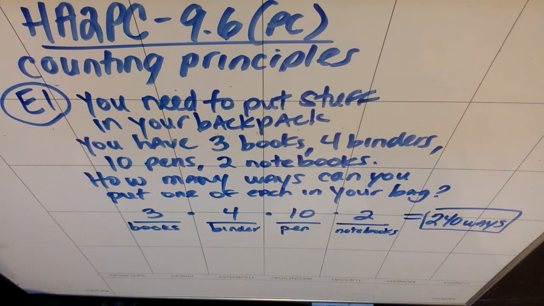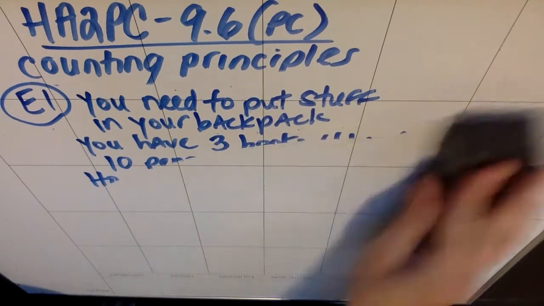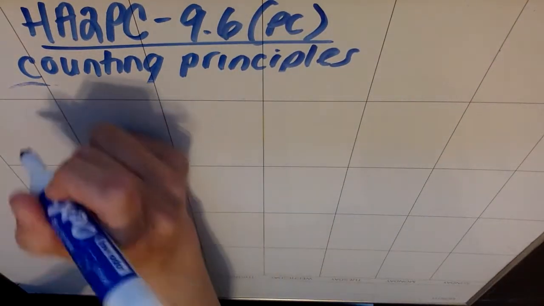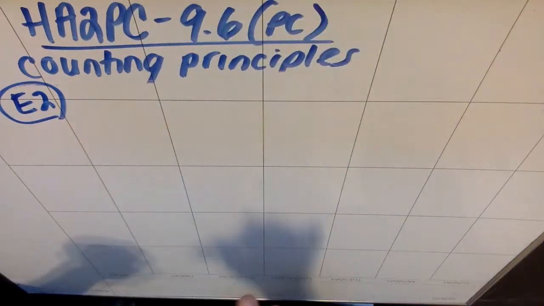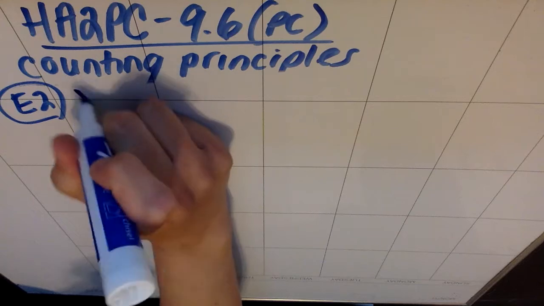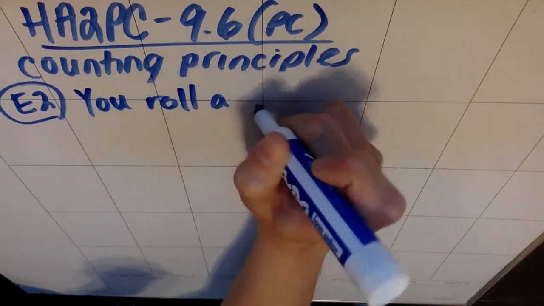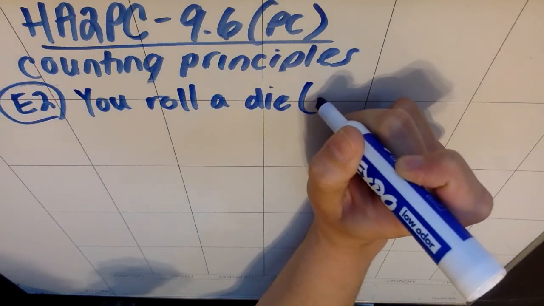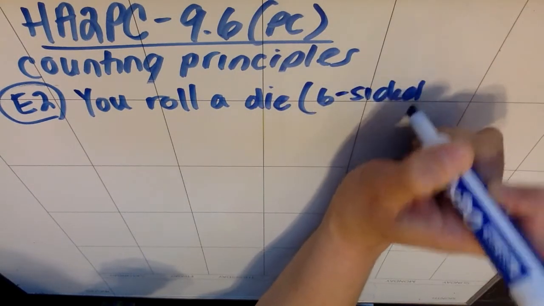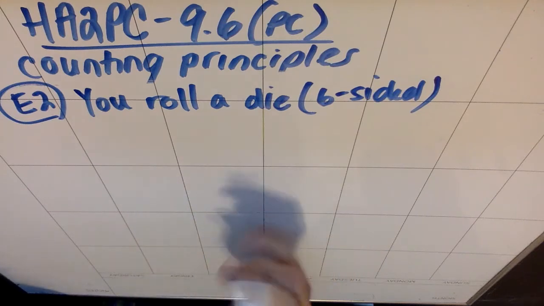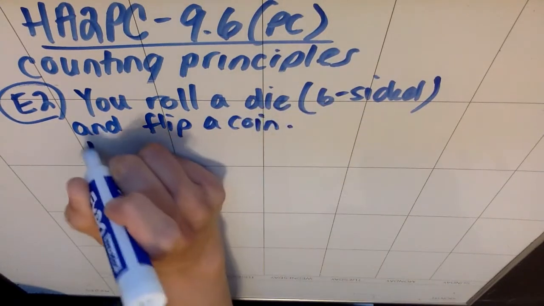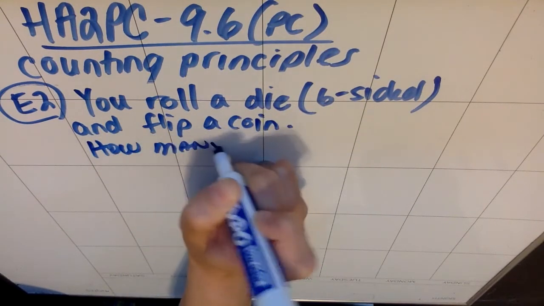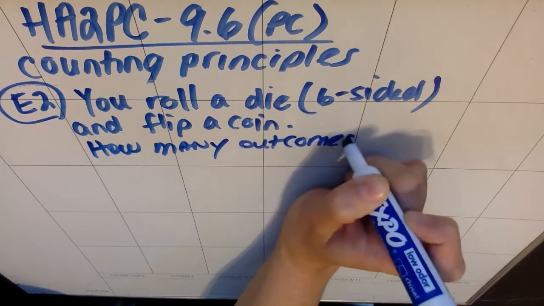Let's do a second example while we're at it, because this is a fairly short video. Example 2. You roll a die, and we're talking about a normal 6-sided die, none of your awesome D20 D&D stuff. So you roll a 6-sided die and flip a coin. How many outcomes are there?